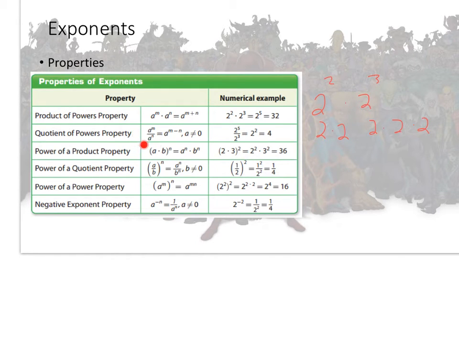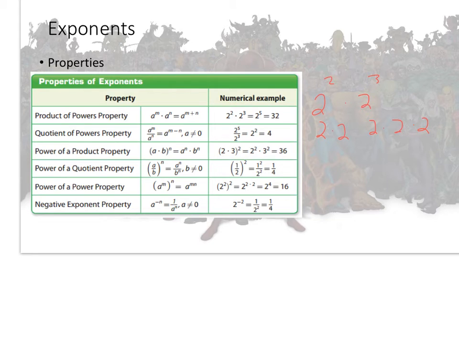Alright, here's our next rule. It deals with quotients, which means dividing. So we have a to the m power over a to the n power. Notice that the bases are the same, they're both a. We are dividing. What you need to do is simply keep the base, subtract the exponents. So in a numeric example right here, we have 2 to the 5th over 2 to the 3rd. Both bases are the same, 2 and 2. We keep the base, 2. 5 minus 3, we subtract, gives you 2 to the 2nd, which of course simplifies to 4.